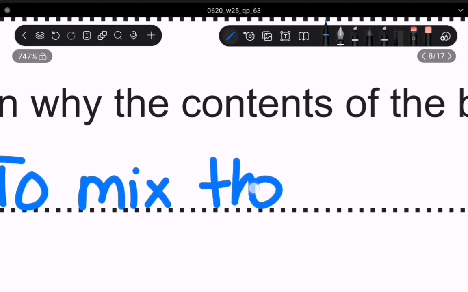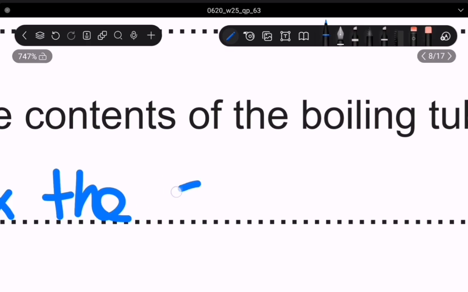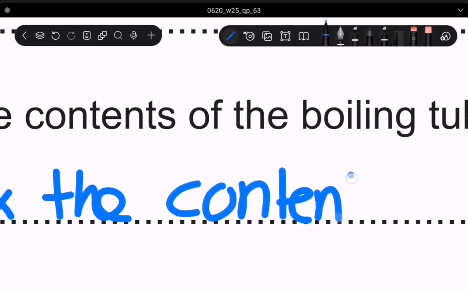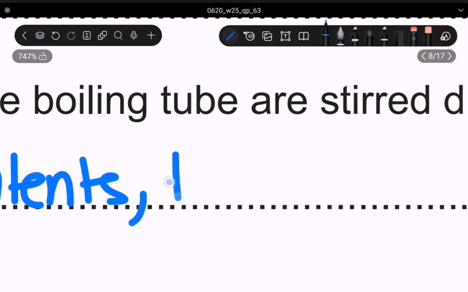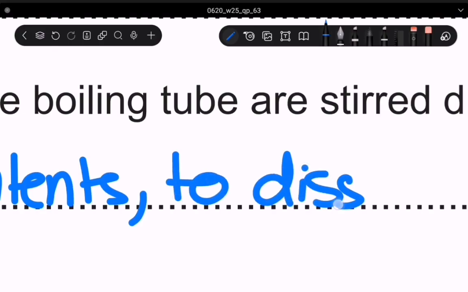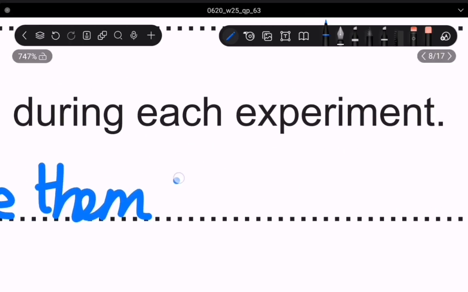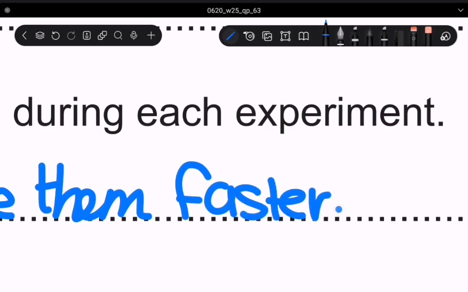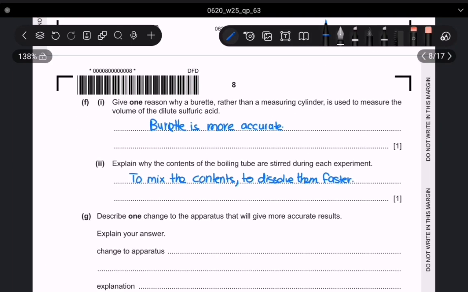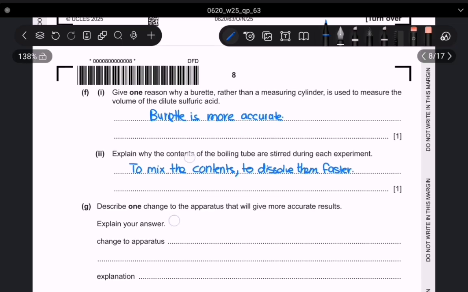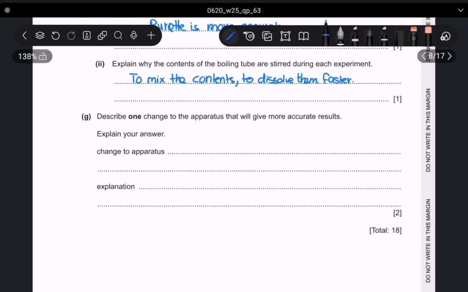So you can say to mix the contents, and you can say to dissolve them faster, because it dissolves faster, and the particles spread out properly. They're evenly spread out, so to dissolve them faster, or to evenly spread them out.